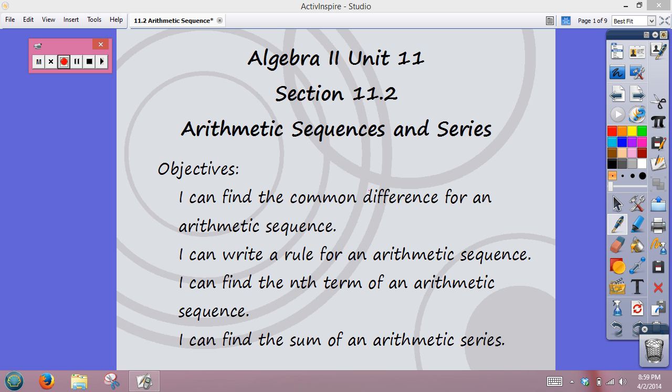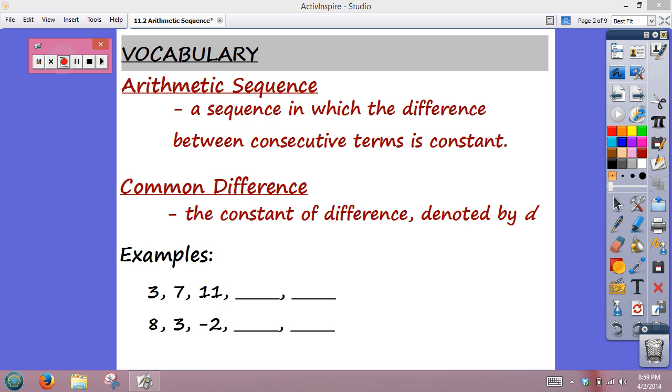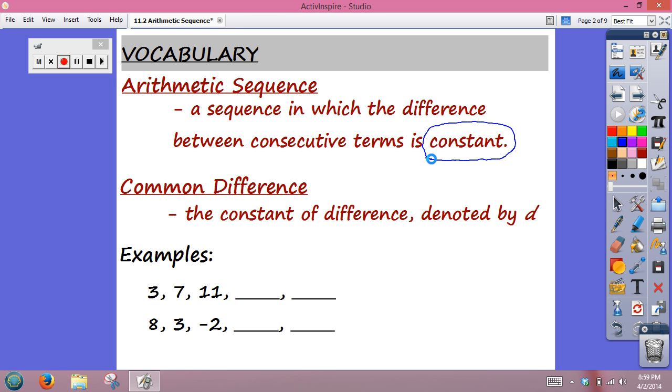In this lesson, we are going to find the common difference for an arithmetic sequence, write a rule for an arithmetic sequence, find the nth term of an arithmetic sequence, and find the sum of an arithmetic series. An arithmetic sequence is a sequence in which the difference between consecutive terms is constant, and a common difference is the constant of difference from our arithmetic sequence.